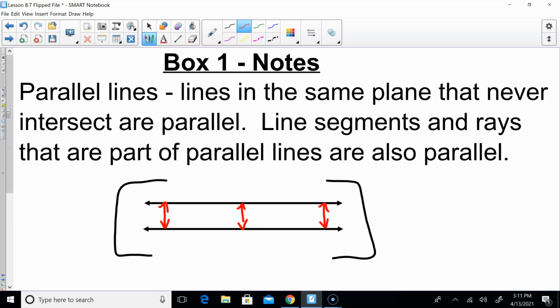Now notice these lines go on forever. These lines will never cross each other. So that's the definition of parallel lines: two lines in the same plane that are never going to intersect. They're never going to cross. So you can write down the definition of parallel lines and the example to help you out.